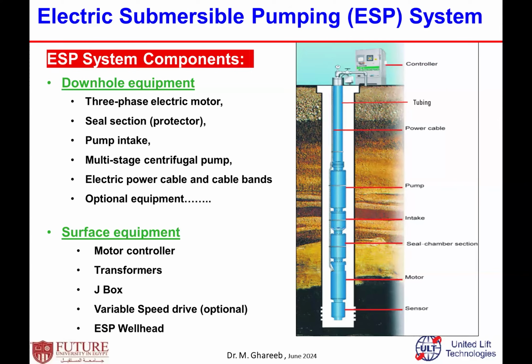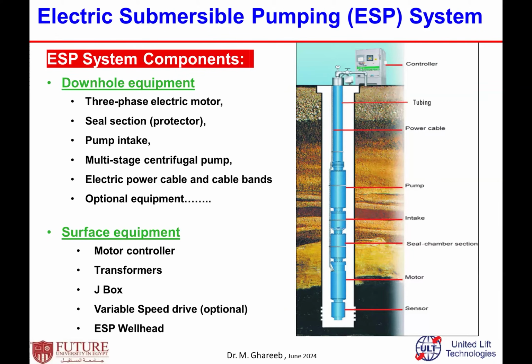For the surface equipment, we have what we call motor controllers: how to control the motors, how to control the power into the motor, and how to monitor the power used by the motors. Then we have the motor controller. Since this type of motor used for an electric submersible pumping system requires high voltage, we must have a transformer at the surface in order to feed the pump with the required voltage.